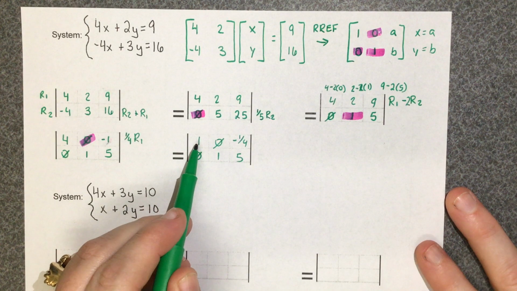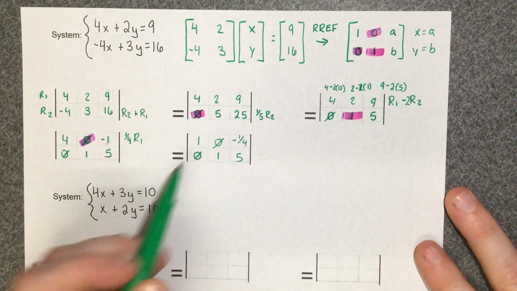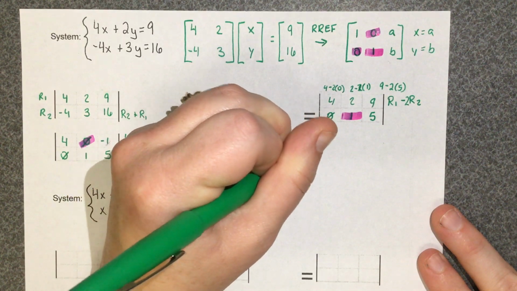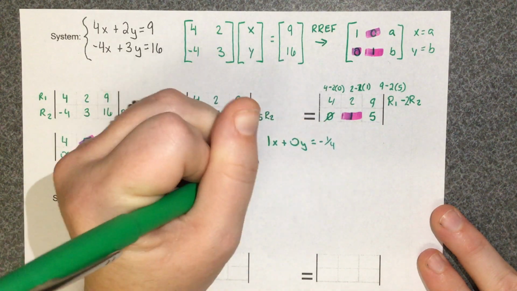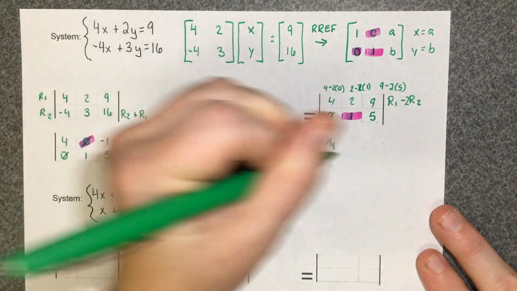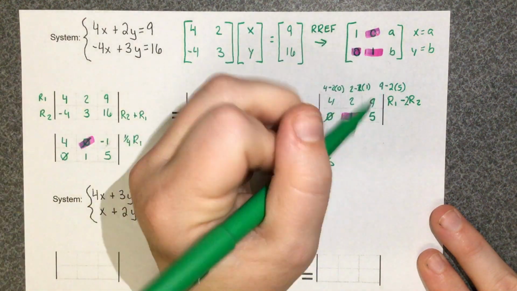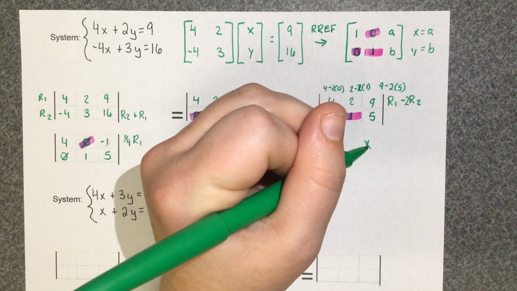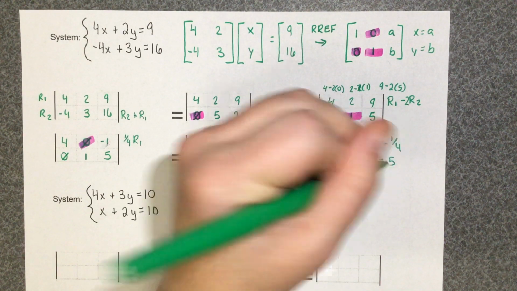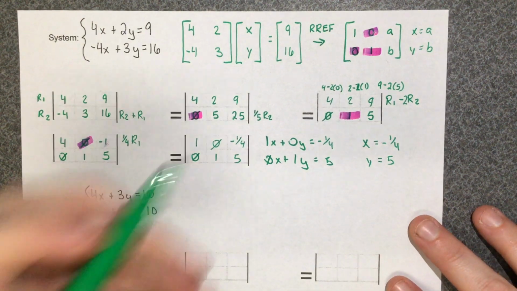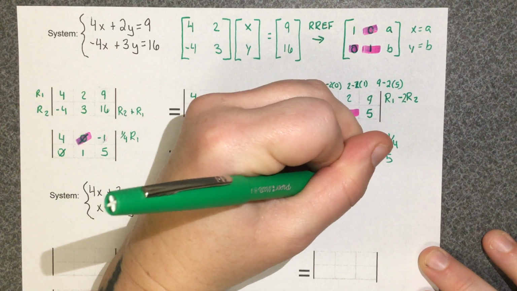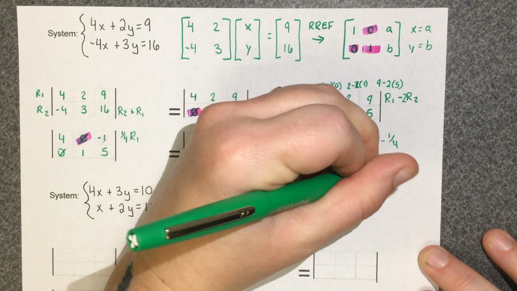And now I have reduced row echelon form completely, which means that I have 1x plus 0y equals negative 1/4. I have 0x plus 1y equals 5. And so I can simply say that x equals negative 1/4 and y equals 5. And this is how you put it as an ordered pair solution. X is first, y is second.